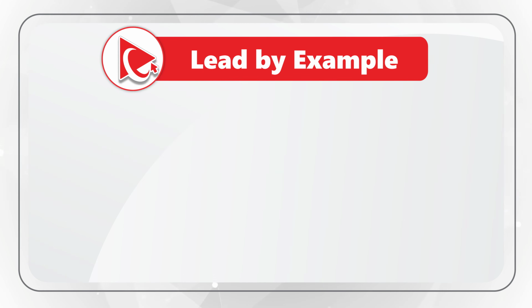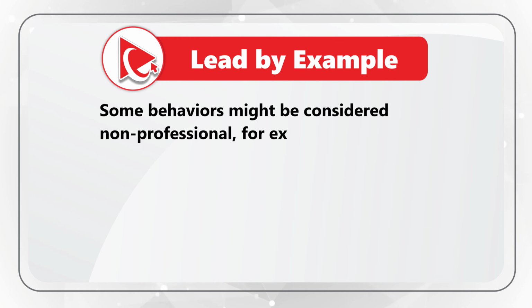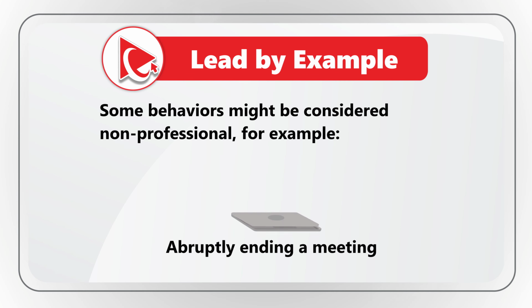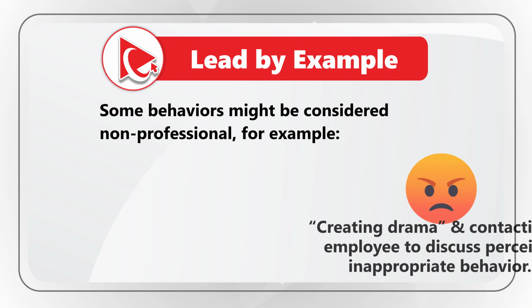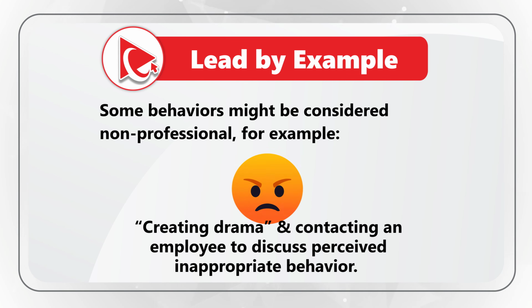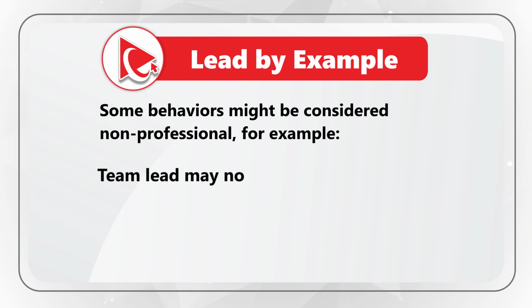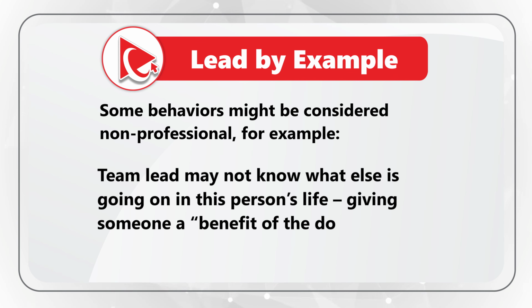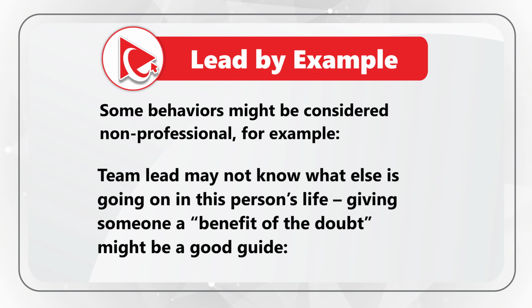Some behaviors, though, might be considered non-professional. For example, abruptly ending the meeting for no reason or a non-justified reason. Another thing, creating drama and contacting an employee to discuss perceived inappropriate behavior. The team lead may not know what else is going on in this person's life, and giving somebody the benefit of the doubt might be a good guide for the next step.